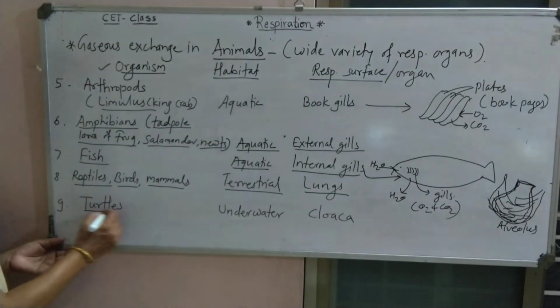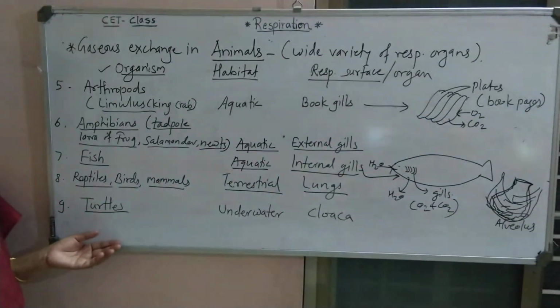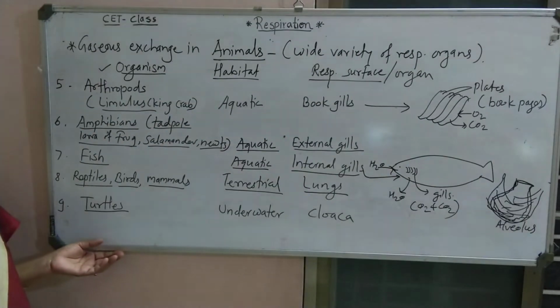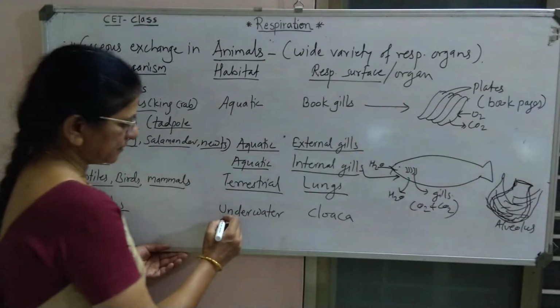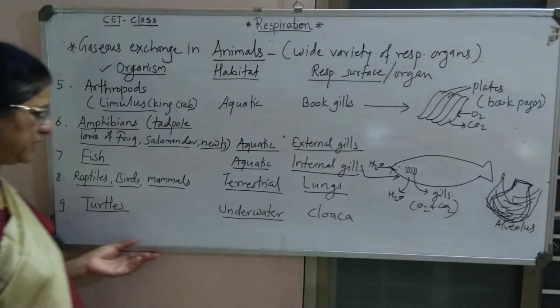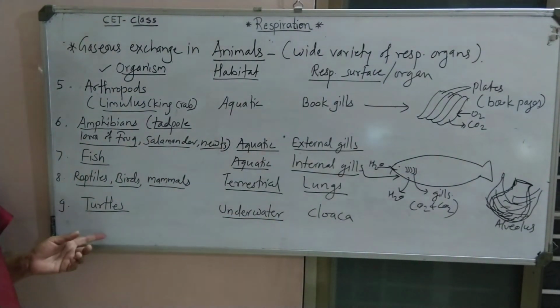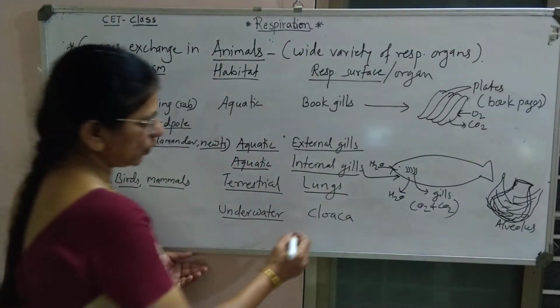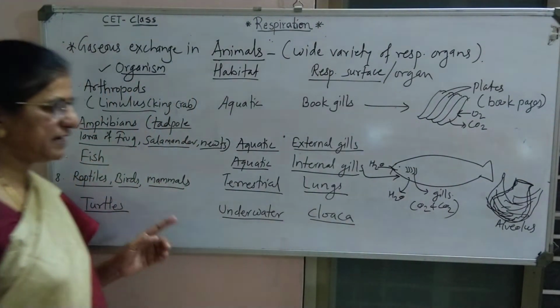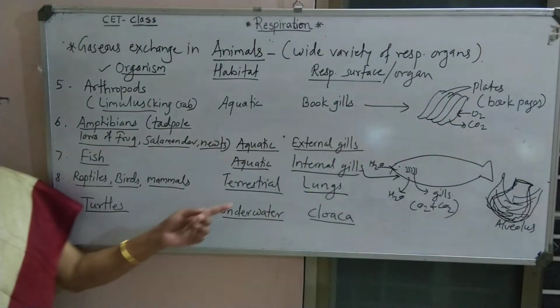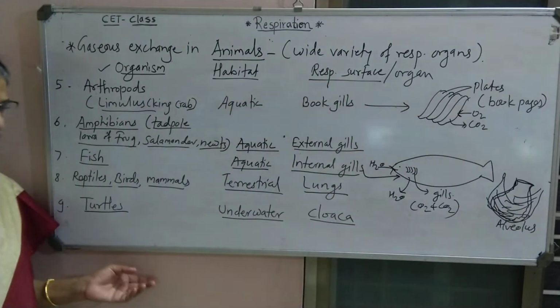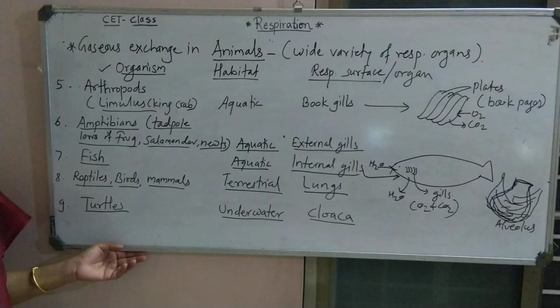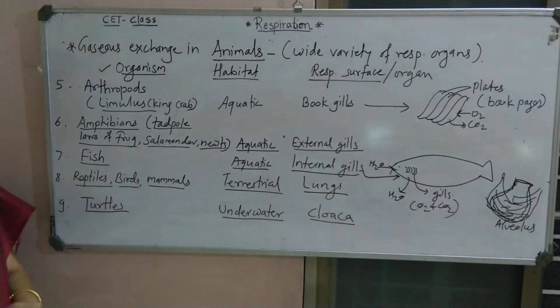And the last example is turtle. Actually turtle is one of the reptiles, but when it is present underwater, it respires with cloaca, and when it is present on the land, it respires with lung. So dual mode of respiration. Now what is meant by cloaca?